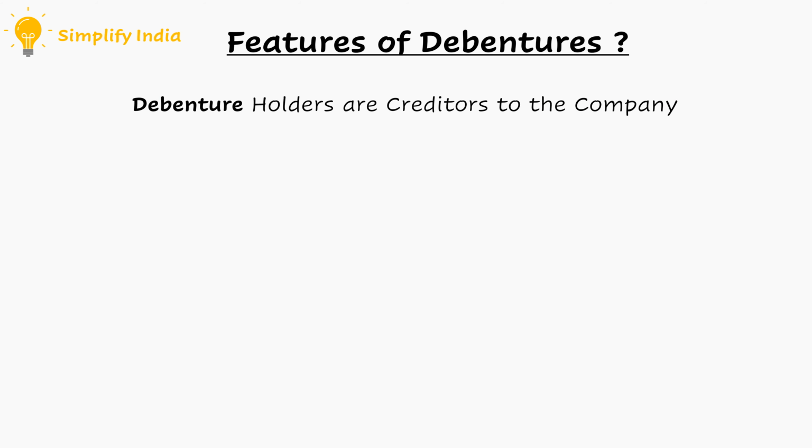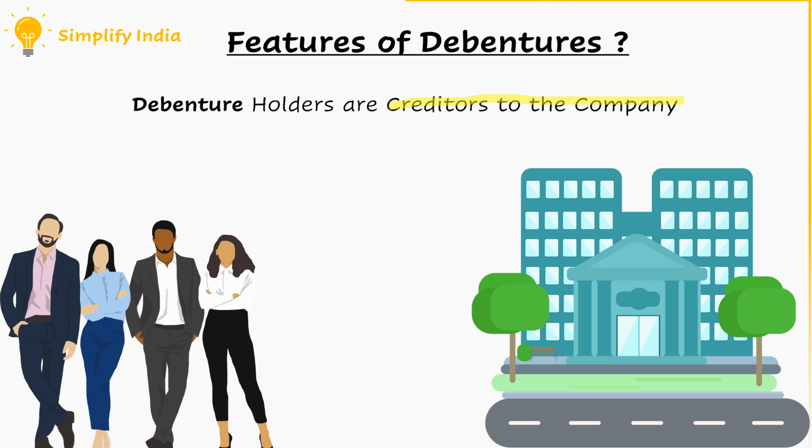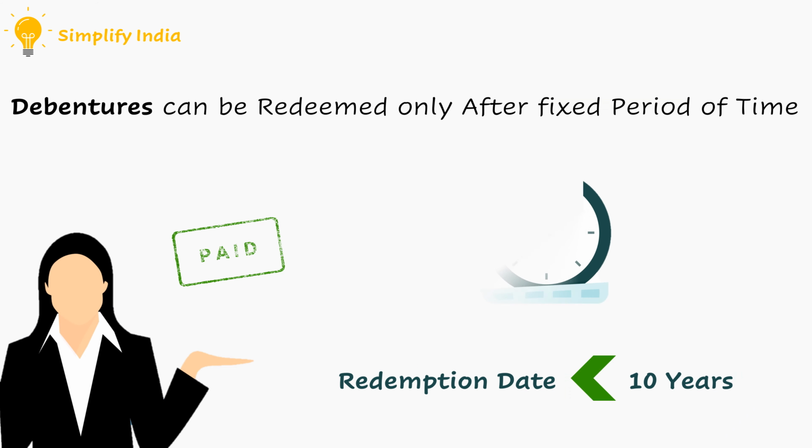Next, we are going to learn the features of debentures. First, debenture holders are the creditors to the company. As people know that a debenture is a debt instrument, the debenture holders become the creditors to the company, where the company becomes liable to repay the debt amount to the debenture holders.